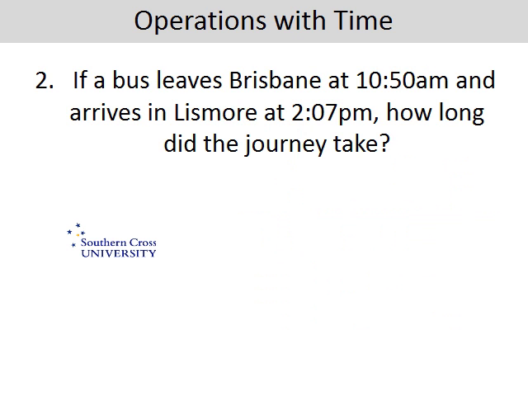If a bus leaves Brisbane at 10:50 a.m. and arrives in Lismore at 2:07 p.m., how long did the journey take? Easiest way to do this is to have both times in 24-hour times, because we're within the same day. So the second time in 24-hour time is 14:07. Now I'm leaving a space there, which is not what you normally do with 24-hour time, but you need to remember that the first two digits represent hours and the next two digits represent minutes, and we need to take away 10:50.